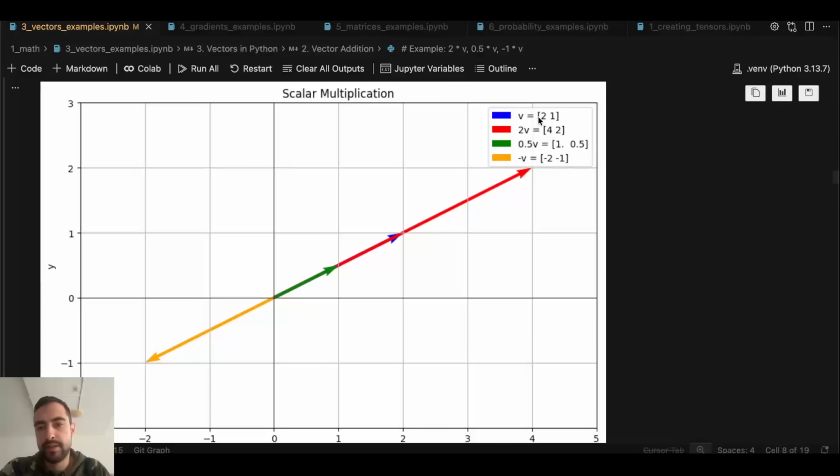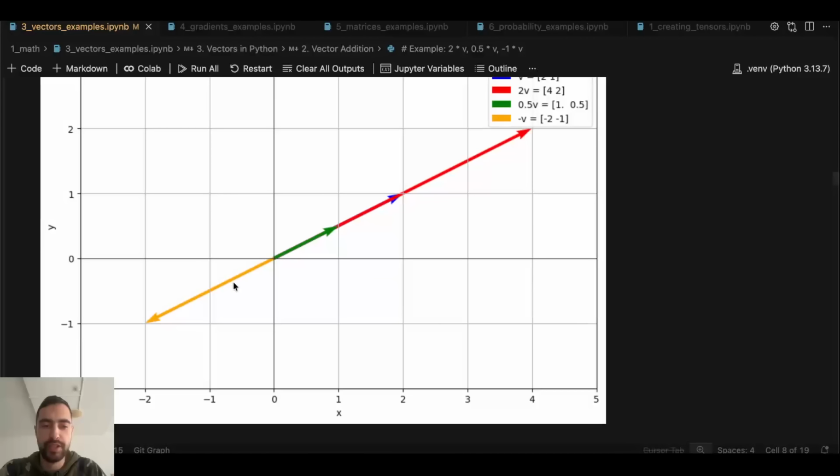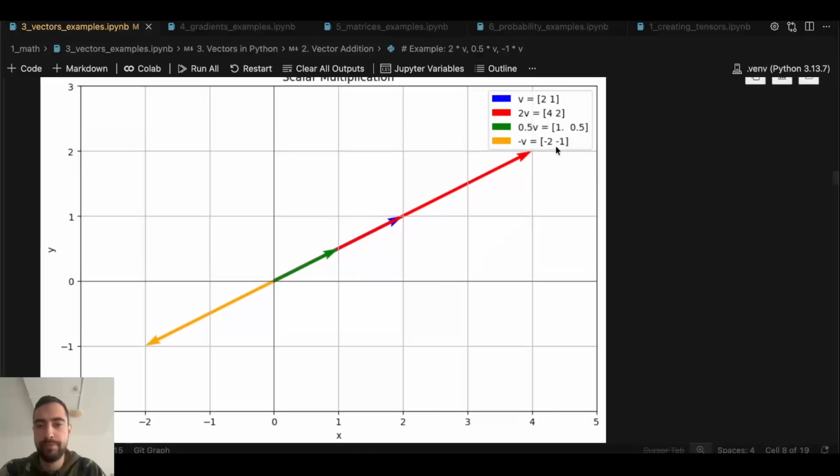So 2 times vector 2, 1 will give us vector 4, 2. You multiply each of the elements. So 2 times v is going to be 2 times 2, it's 4, and 2 times 1, it's 2. The resulting vector will actually be 2 times longer, and it will have the same direction. And multiplying with 0.5 will make it 2 times shorter instead. Multiplying it with minus 1 will have the same length, just the opposite direction. So it will be minus 2, minus 1.